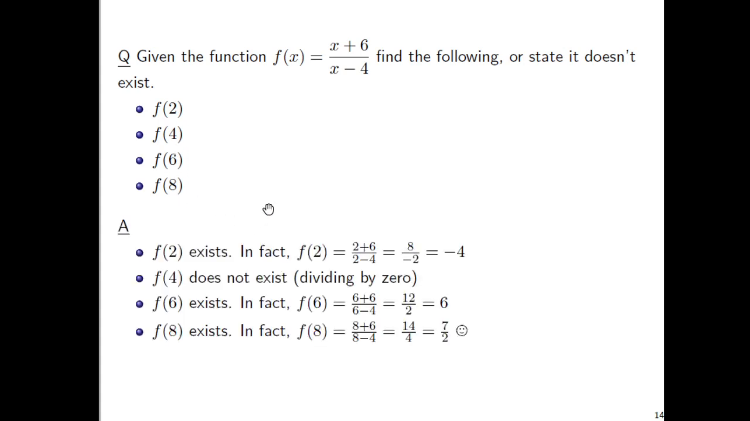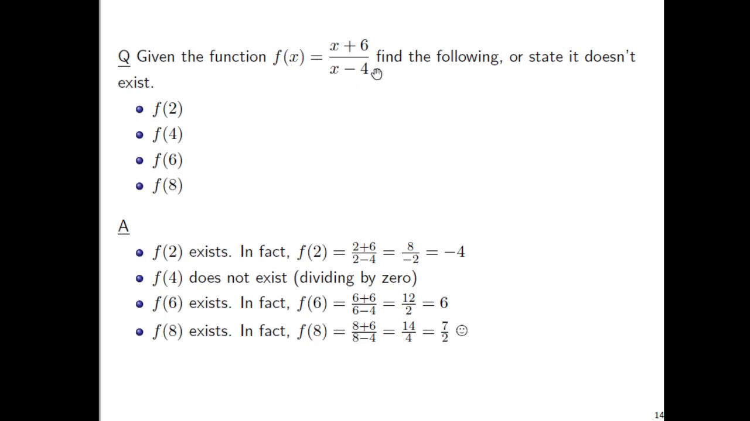f of 2 exists, so all we need to do is take what's up here, right after the phrase "given the function." So take this f of x equals x plus 6 over x minus 4. You'll notice there's three x's there. There's one x written on the left. There are two x's written on the right. There's one in the numerator, one in the denominator.